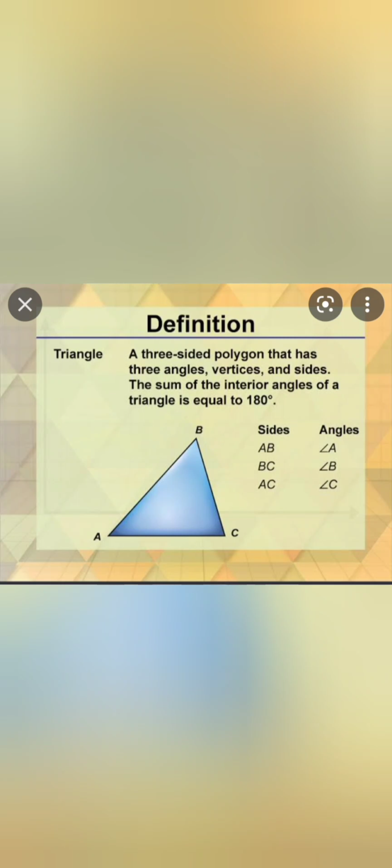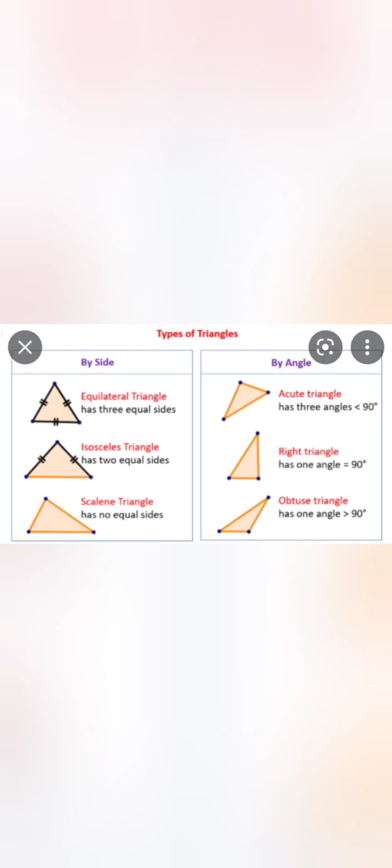Here you can see in this image sides AB, BC, CA are the sides and the angles are angle A, angle B and angle C. Next we will see the classification of a triangle. There are six classifications. They are classified by sides and by angles. By sides there are three types: equilateral triangle, isosceles triangle and scalene triangle. By angles: acute angle, right angle and obtuse angle.